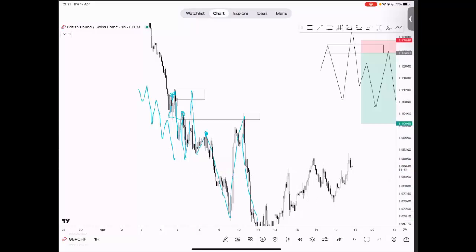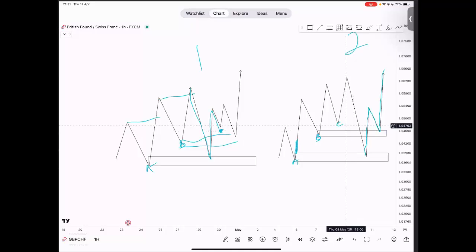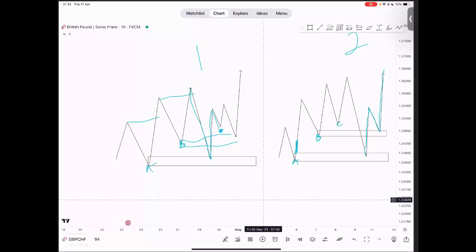So reclaim blocks for continuation can be like this or can be like this. Either three break of structures before they pull back to the order block or two break of structures before they pull back to the order block. Either way, one must use an inducement level before the reclaim block, or one can just be a pure continuation without any inducement. Either way, it is determined by whether it is two break of structures or three break of structures. So this is the emphasis I wanted to make.